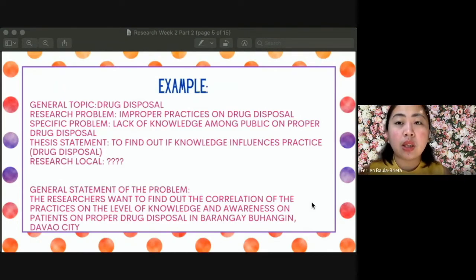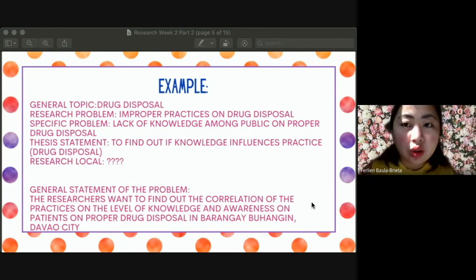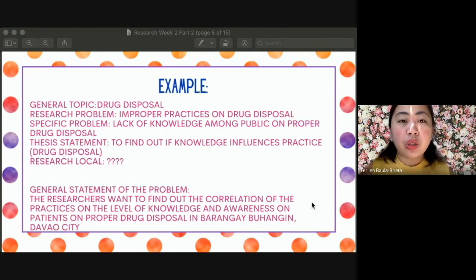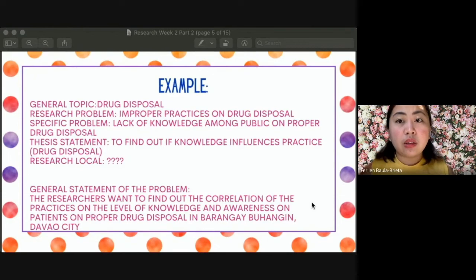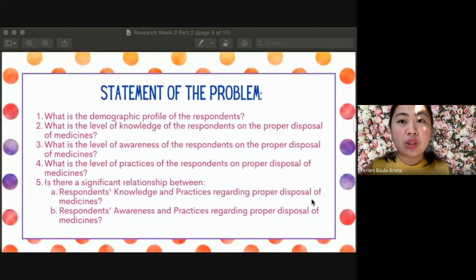So this is a previous study of the other batch. This is an actual study already done. So this is their general statement, following the process, and then they arrived at this general statement. Okay, so that's the general statement. We are not yet done. We need to specify it in order for us to answer the problem correctly.